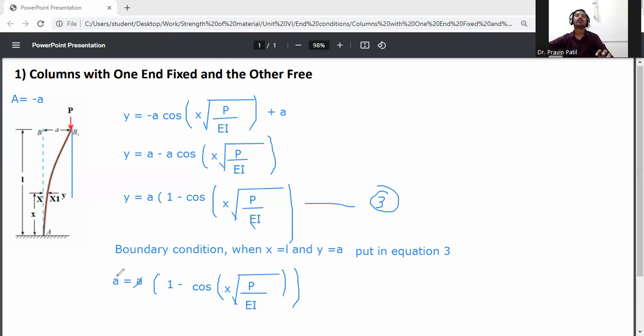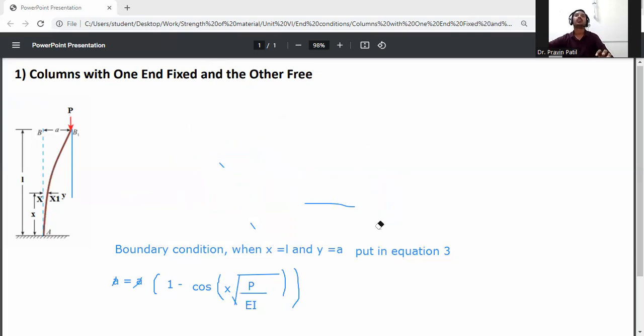This a will get cancelled. So 1 is equal to 1 minus cos x root of p by a.